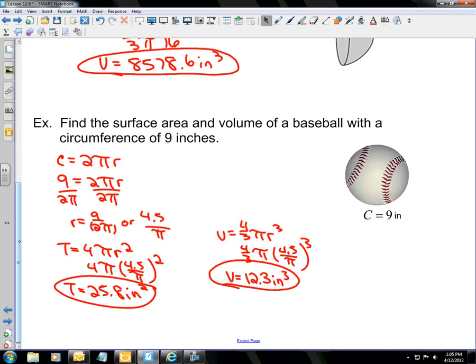All right, so we talked about surface area of the sphere, which was what? 4 pi r squared. Then we did the hemisphere, which was 3 pi r squared. Then we talked about the volume. The volume of the sphere is 4/3 pi r cubed. And the hemisphere volume is 2/3 pi r cubed.